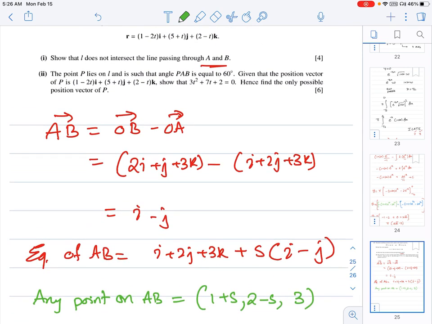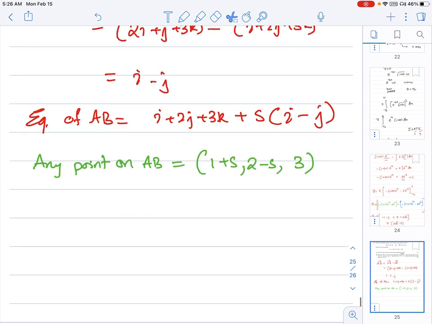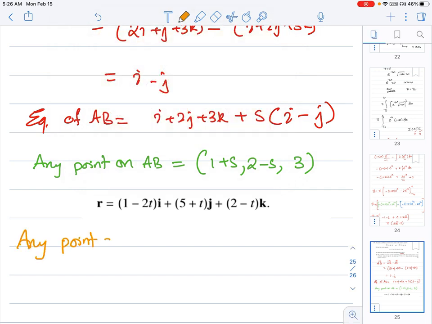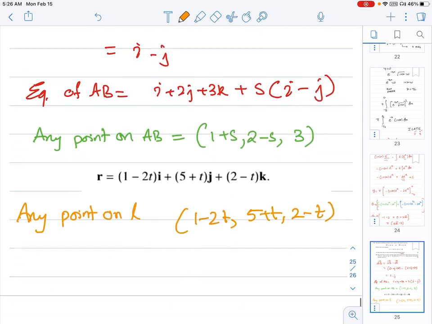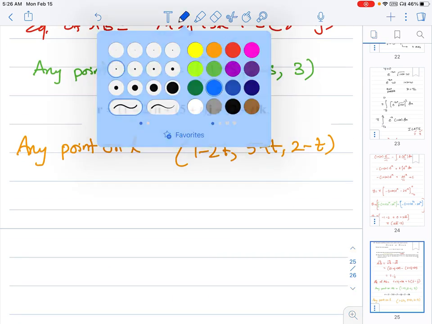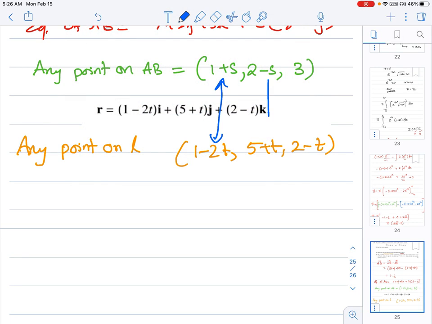Now I have another straight line, L, so I will find any point on this straight line. Any point on L will be (1 minus 2t, 5 plus t, 2 minus t). What is being asked? Show that they do not intersect. So I am going to take the i, j and k coordinates and get the values of s and t.